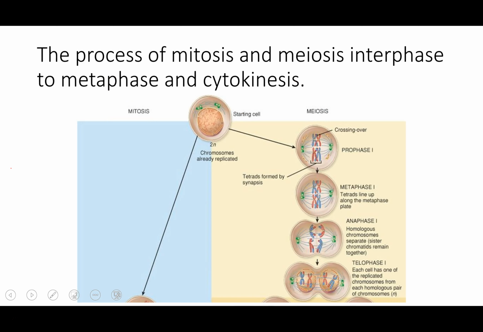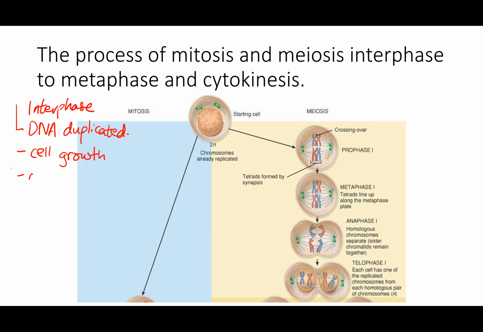The process of mitosis and meiosis: interphase to metaphase to cytokinesis. If you have a starting cell, right? Both of them are going to have interphase. And during interphase, three things are going to happen. First, DNA is going to get duplicated. So you double the amount of DNA. The cell is going to grow bigger and bigger. And the cell also carries out its normal function. So these three things happen during interphase.